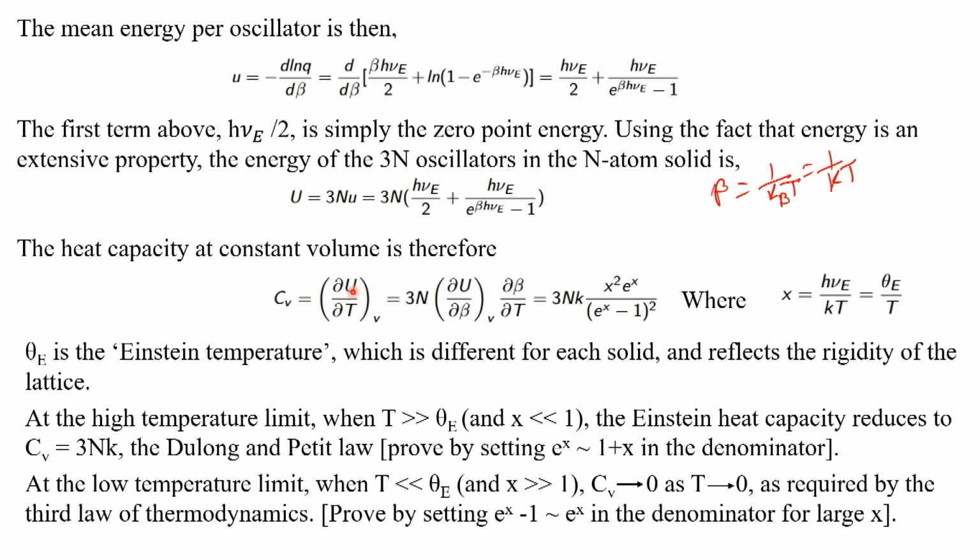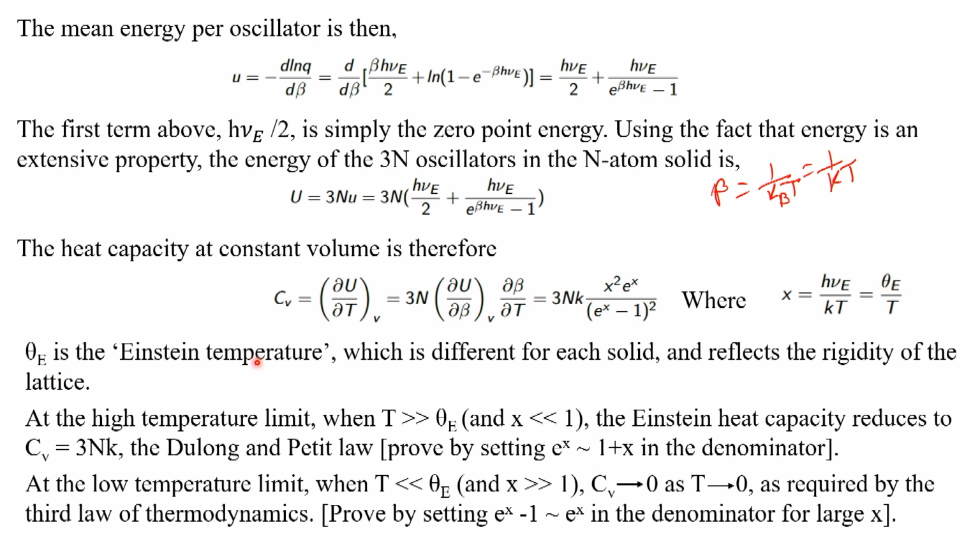In order to get Cv, we need to differentiate U with respect to T. If we differentiate this with respect to T, we arrive at this expression: 3nk x squared e to the x by e to the x minus 1 whole squared, where x is h nu e by kT. Here we consider h nu e by k as another constant, theta e, called the Einstein temperature. So it has unit of temperature.